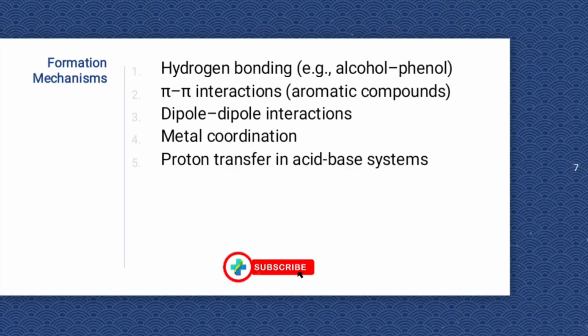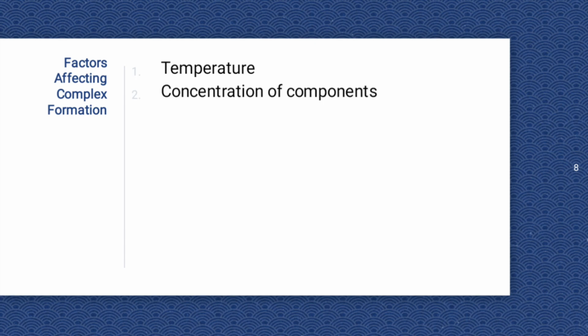Now, after knowing the mechanism, we will see the factors affecting complex formation. Several factors influence complex formation. Some of the factors include temperature. Usually, if complexation is exothermic, increasing temperature decreases stability, that is, an inverse relation. Then the next one is concentration of components. Higher concentration of reactants increases complex formation until saturation, that is, they are directly proportional to each other.